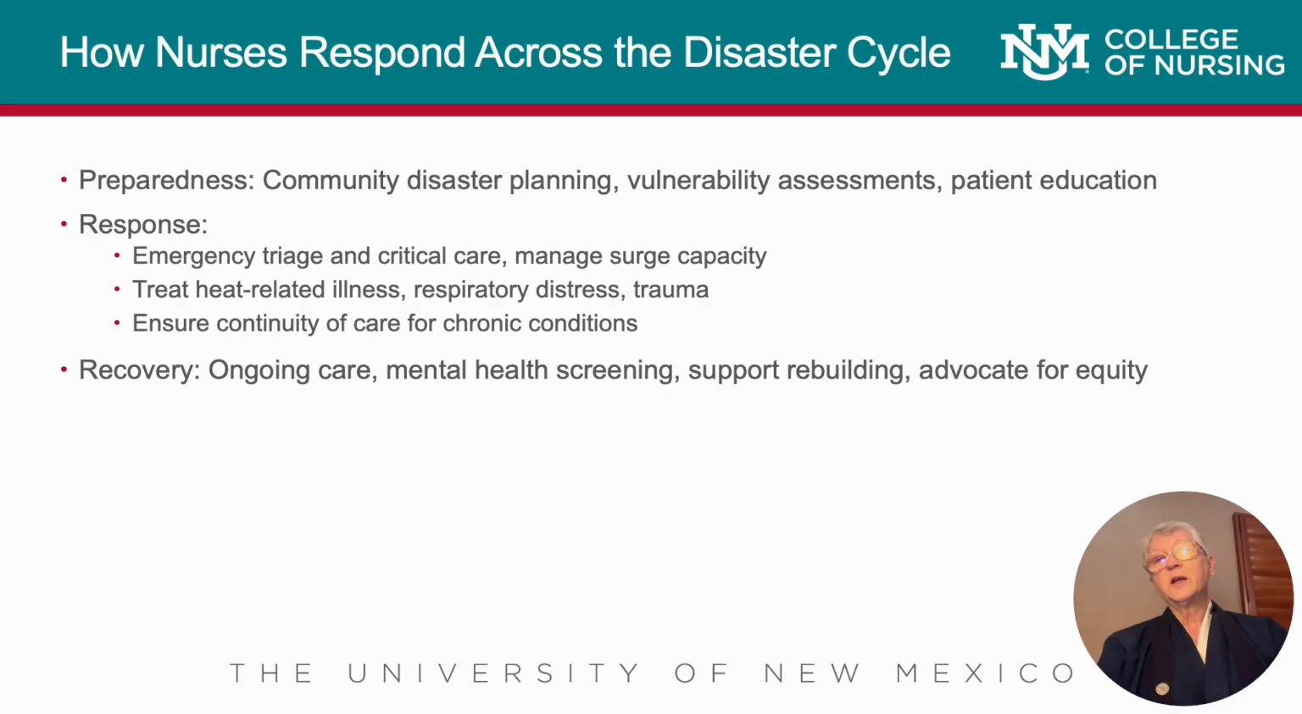In the recovery phase, provide ongoing care for disaster-related health issues. Screen for and treat mental health impacts. This is when PTSD and depression often become apparent. Support community building efforts. Advocate for equitable recovery resources. Make sure vulnerable populations aren't left behind. And document lessons learned for future preparedness. What worked, what didn't, and how can we do better next time?